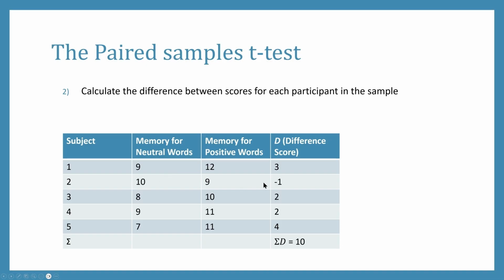Same thing for number 2. They remember 1 word less in the positive versus neutral. This person remembers 2 more words. This person also remembers 2 more words. This person remembers 4 more words from the positive versus the neutral condition.